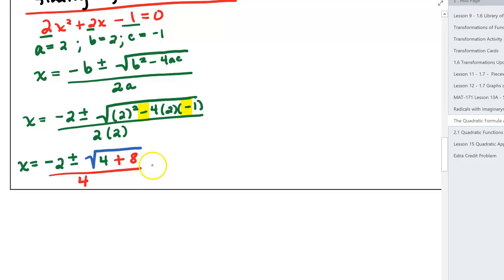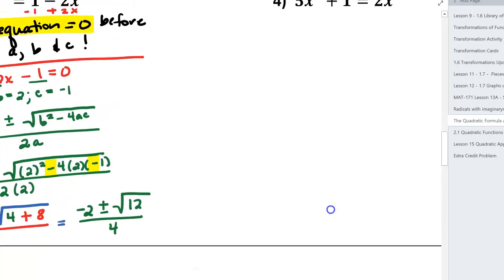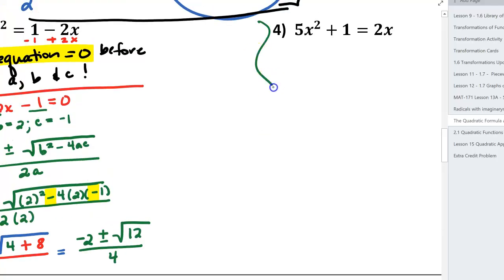All right, so I'm going to continue to work on this. That's going to be negative 2 plus or minus the square root of 12 all over 4. And now remember what we talked about in class. Before I can even think about simplifying this fraction, I need to first simplify this radical. So that will take us to the work we were doing in class on simplifying radicals.